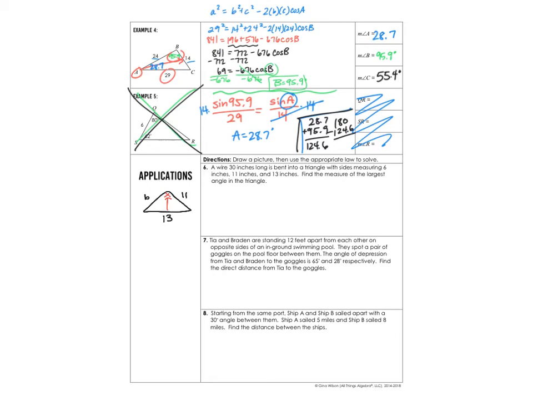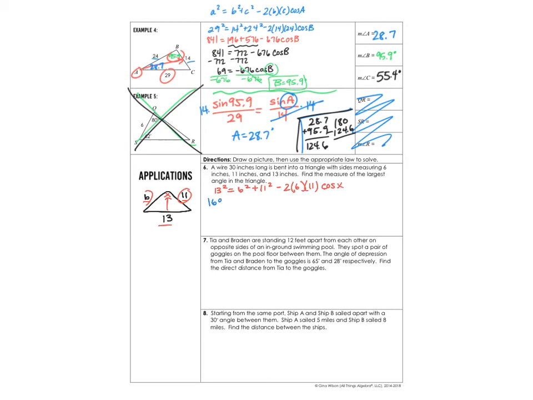Okay, if we're given side, side, side, that means we're using the law of cosines. So the one that we're looking for always goes first. So that's 13 squared equals the other two sides squared and added. So 6 squared plus 11 squared minus 2 times those sides again, 6 and 11, times the cosine of the angle we're looking for, so x.